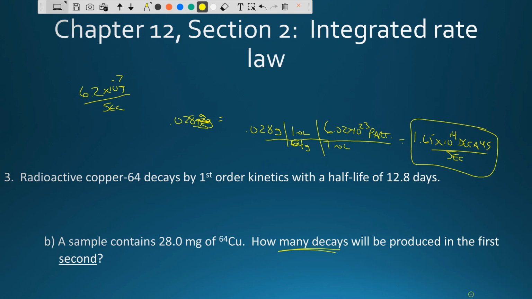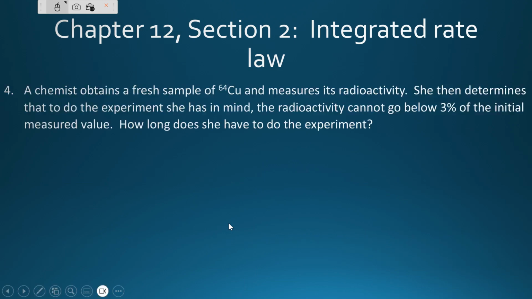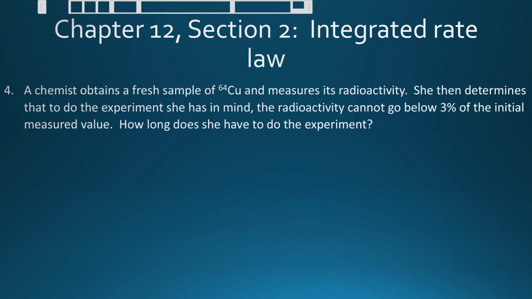Okay, so just use Avogadro's number from the moles. All right, next problem we're going to be taking a look at is taking a sample of copper 64, and we measure the radioactivity. We find that for the experiment the radioactivity cannot go below 3% of the initial value. We want to know how long she can do the experiment. So remember, 3%.